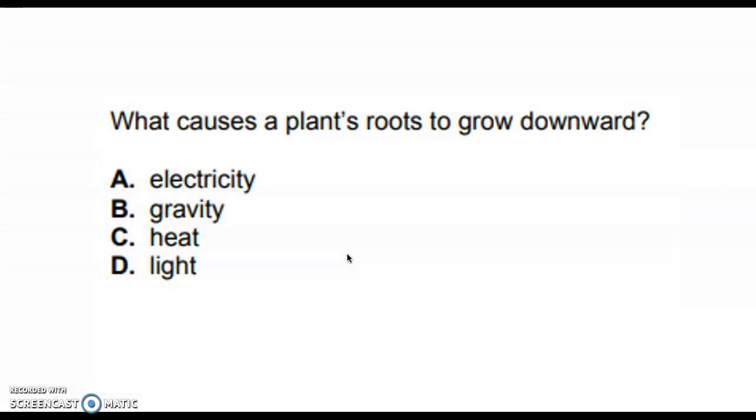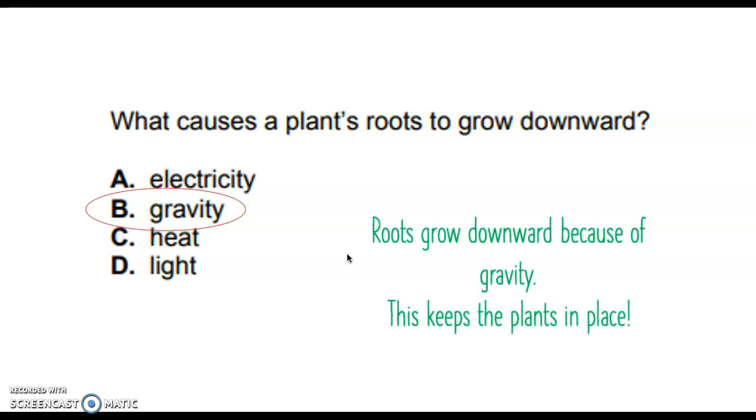All right, so let's do a quick little review. What causes a plant's roots to grow downward? Is it electricity, gravity, heat, or light? I'm going to give you about 5 seconds. Go ahead and do your 1, 2, 3, or 4 like we do in class. All right, let's see. The answer is gravity. Woohoo, like we just talked about. So roots grow downward because of gravity. This keeps the plants in place. Remember, anchored into the ground.